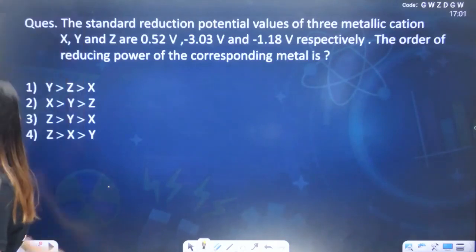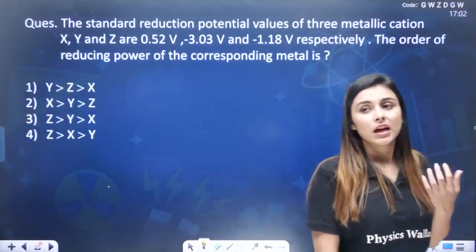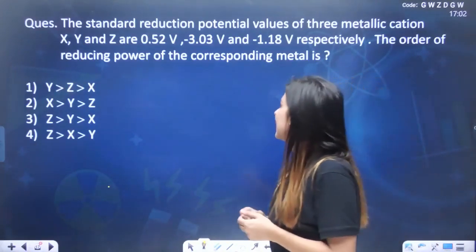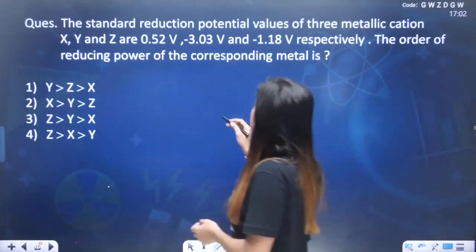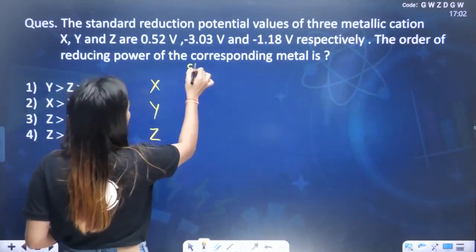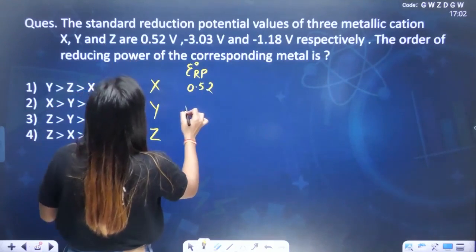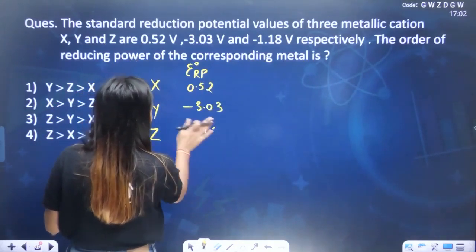So the next question is on your screen. You have to try this question. This is a very, very important question. Again, such questions are asked in your exam. The question says that the standard reduction potential values of three metallic cations are, so you are given three metallic cations X, Y and Z, and you are given the reduction potential values as 0.52, minus 3.03 and minus 1.18.